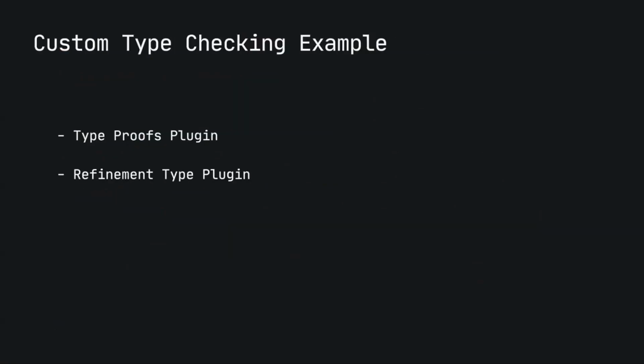There are different examples already in the Arrow Meta library. There's a type proofs plugin that you can look at. There's one in the community called refinement types, which utilizes this functionality.